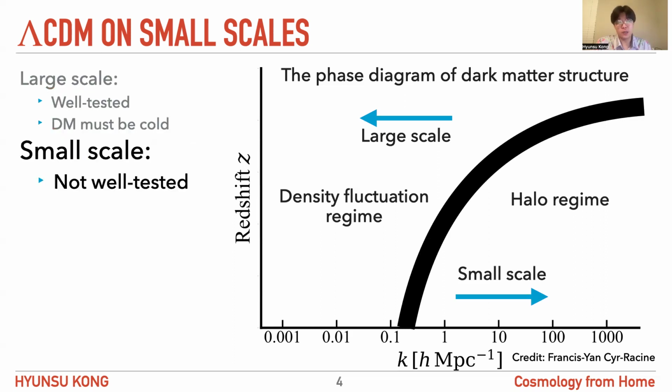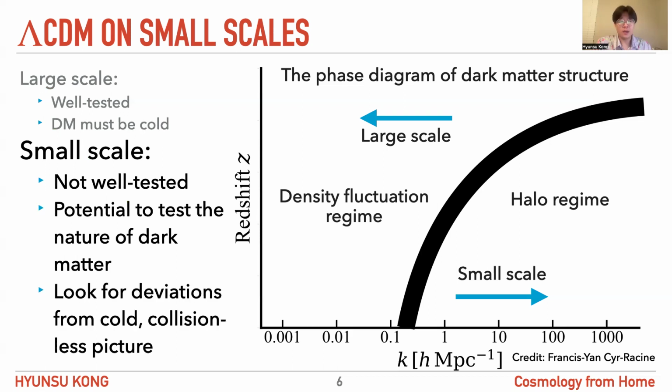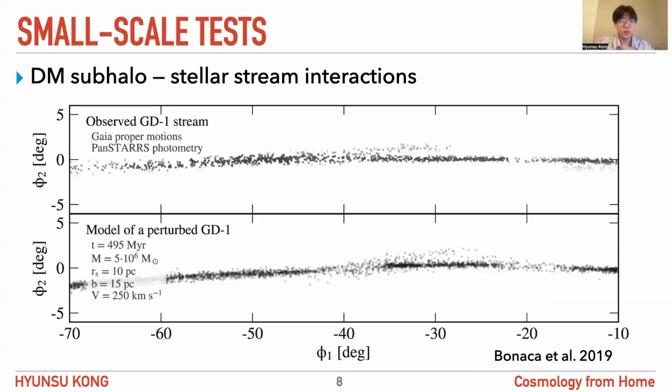In the non-linear small-scale regime, the model is not well tested, and there are a variety of persisting and new discrepancies between theoretical predictions and observations. And through these problems, we have the potential to test the nature of dark matter and look for deviations from the cold, collisionless picture. In this small-scale regime, there are many ongoing efforts that aim to test the CDM paradigm and to discover dark matter substructures.